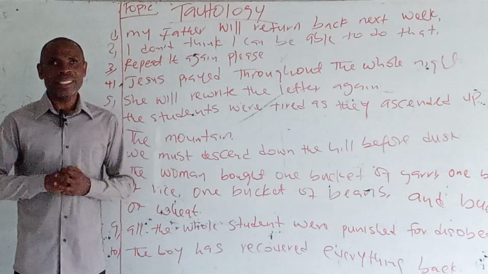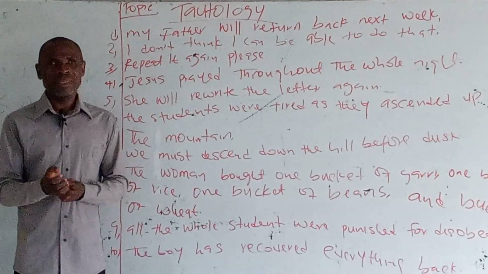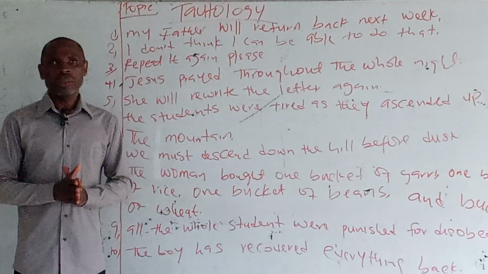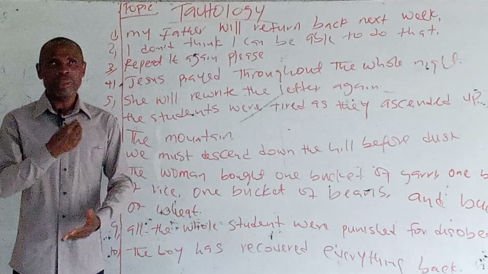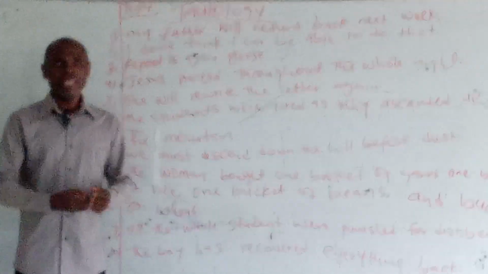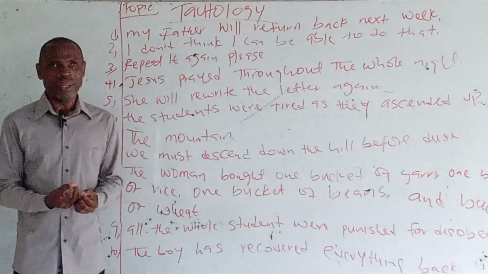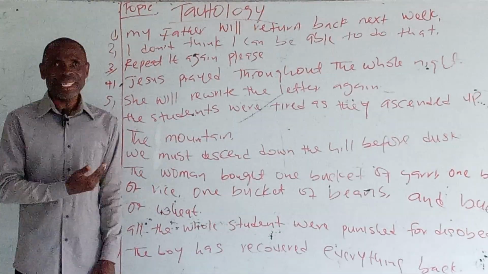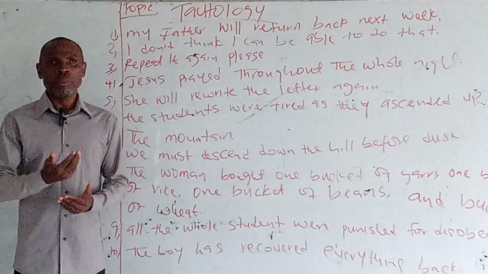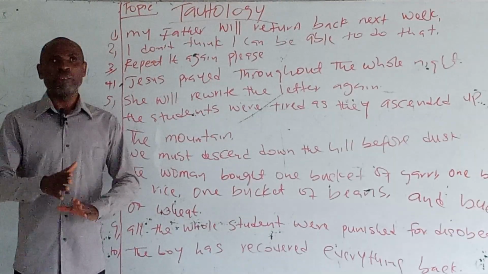We must descend down the hill before dusk. What is wrong with this sentence? Down and descend are used together, because to descend means to go down, to come down from a mountain, a hill, a storey building, or anything high. So it does not require down to tell the listeners or readers that it is coming down. So we can render this sentence as follows. We must descend before dusk, or we must descend the hill before dusk.